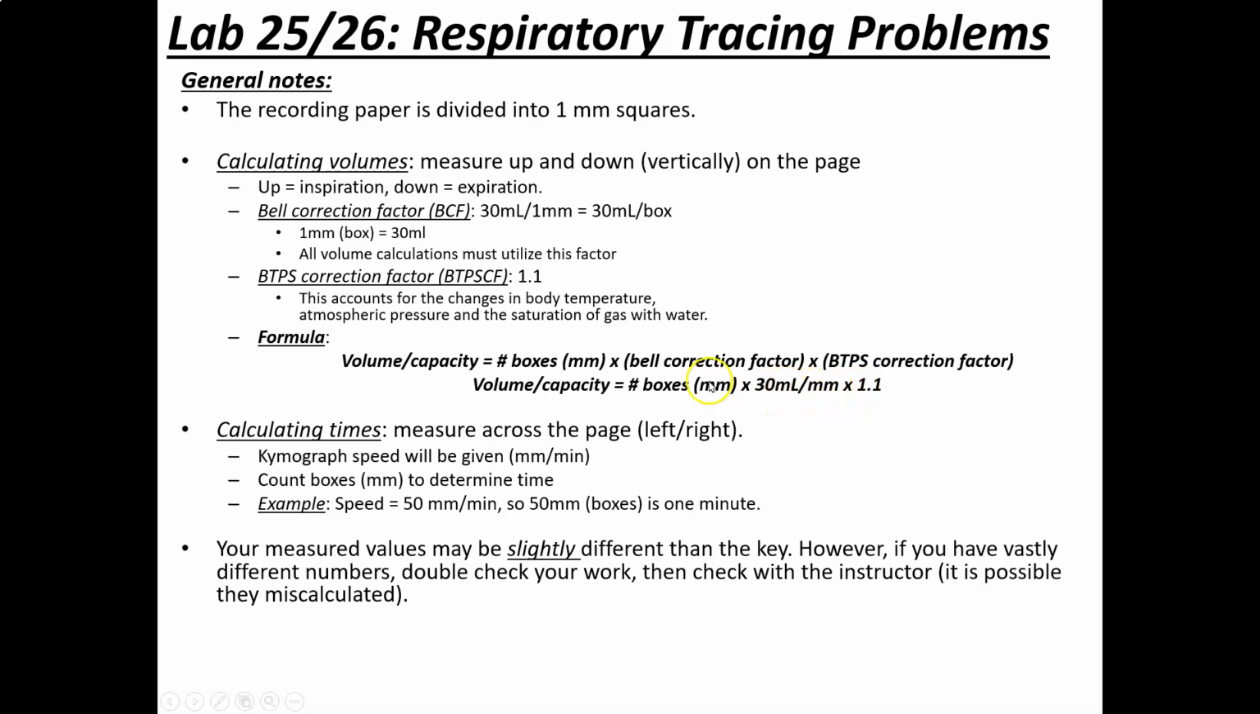Okay. And if you look at the units, the BTPS correction factor is unitless, so that doesn't matter. The number of boxes, we measure in millimeters, and the Bell correction factor is how many mLs per millimeter. So the millimeters cancel out, and we're left with mLs. And technically, for most of these things, it's mLs per breath, although nobody ever says that.